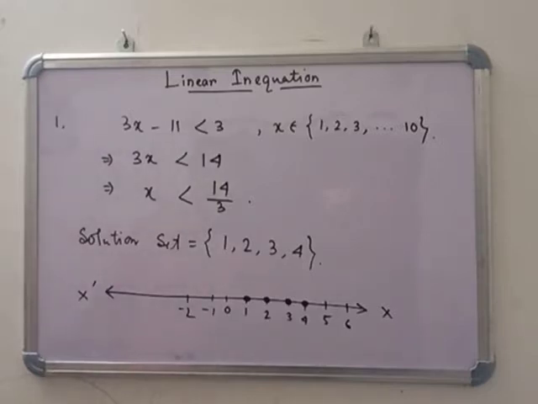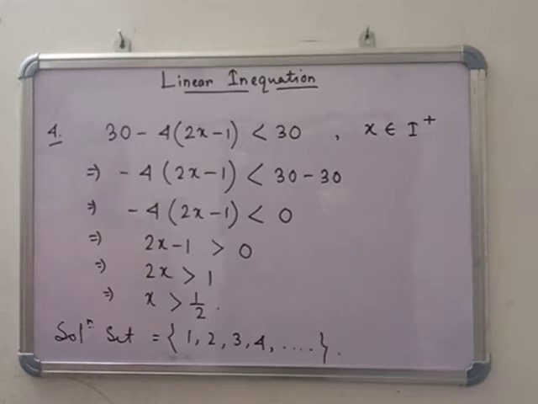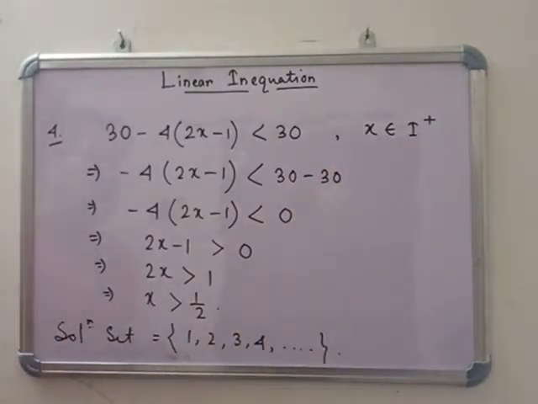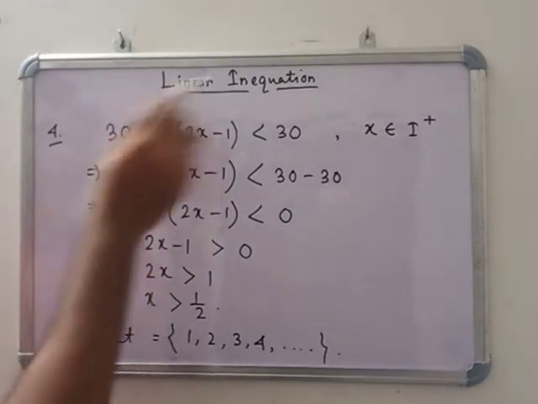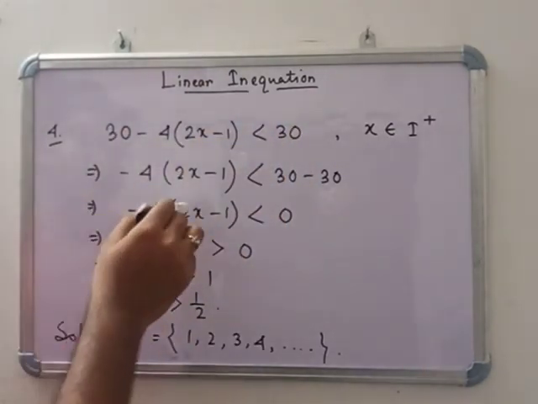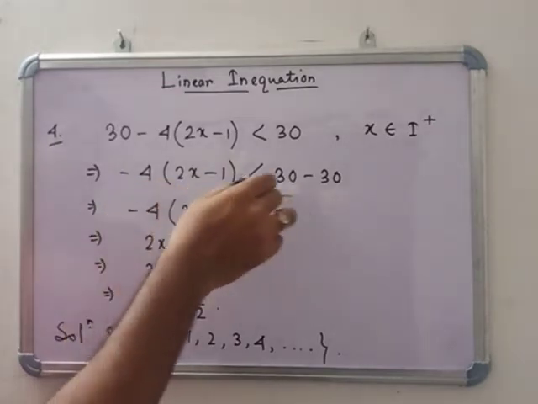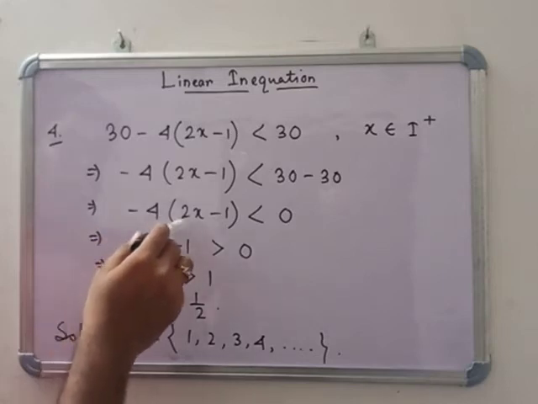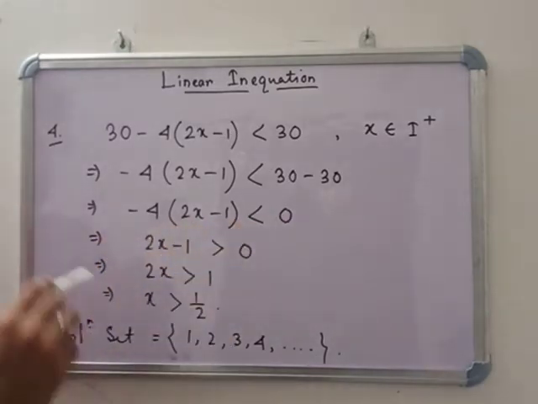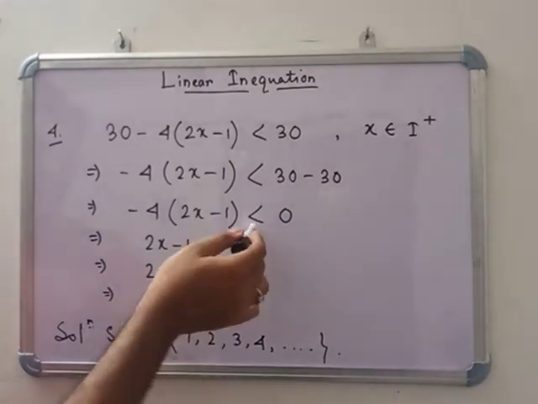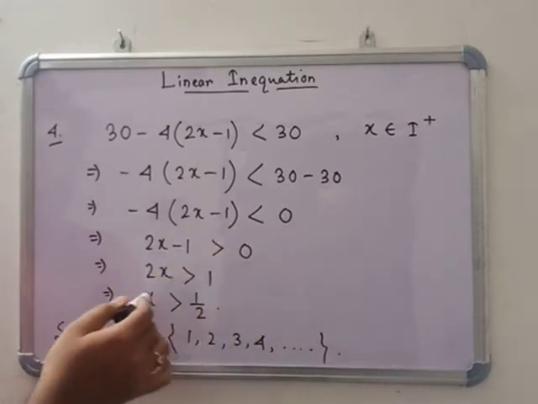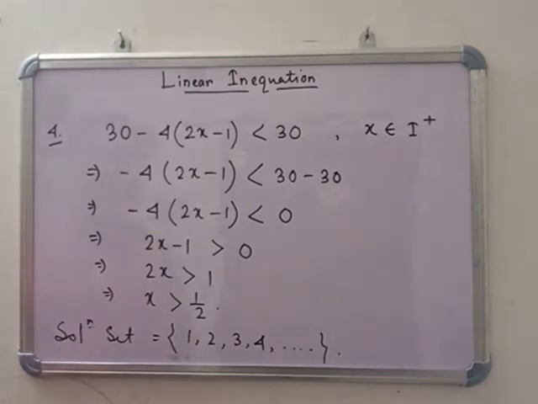Now next one. In number 4, see that 30 minus 4 into 2x minus 1 less than 30 is given, where x is a positive integer, that is I plus. Now if we write 30 on the right hand side, minus 4 into 2x minus 1 less than 30 minus 30, that is 0. Now minus 4 into 2x minus 1 less than 0. Now if we divide both sides by minus 4, then the sign will be changed. This is the main thing here. So 2x minus 1 greater than 0, so 2x greater than 1, so x greater than half.